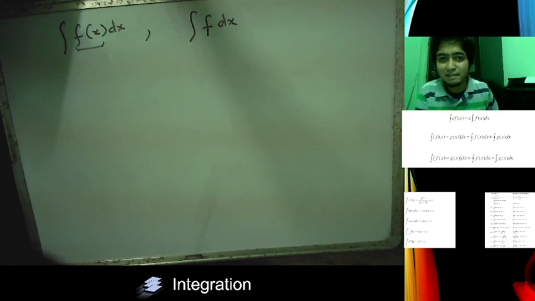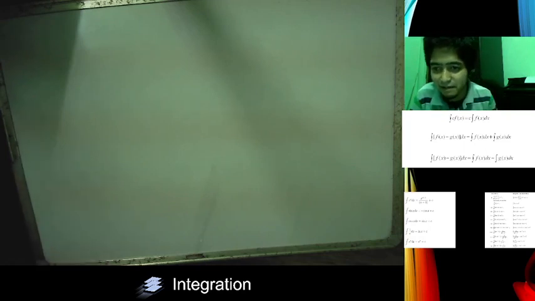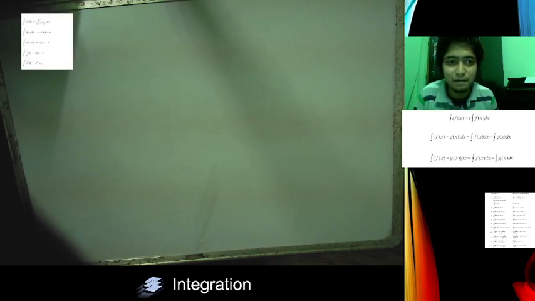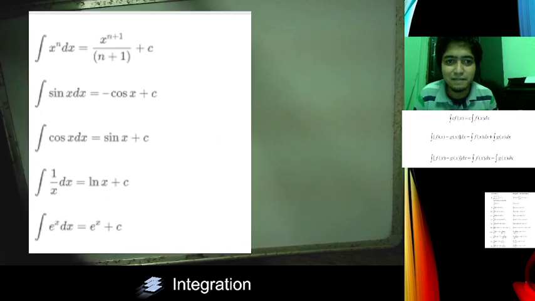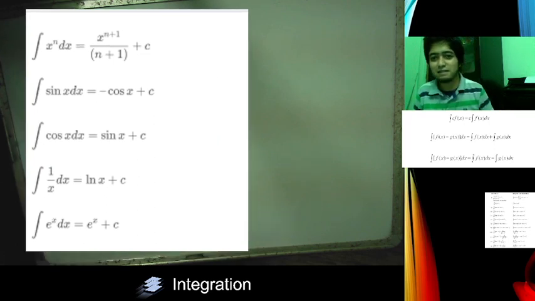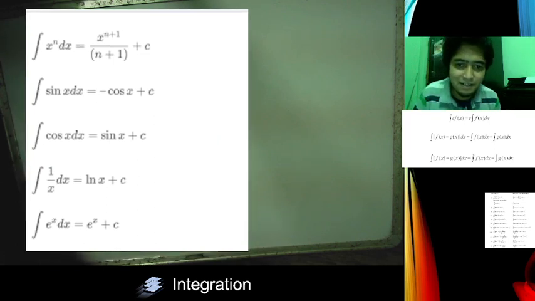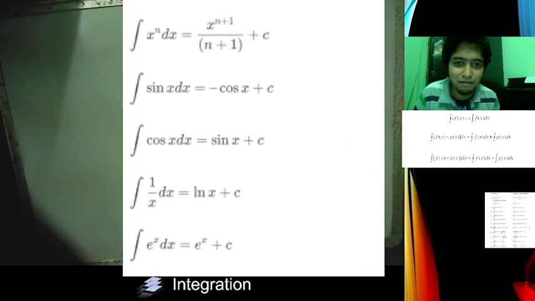Okay, with that being said, we will see some very basic formulas of integration. Okay, let's see this one. Remember that indefinite integration is the reverse process of differentiation.